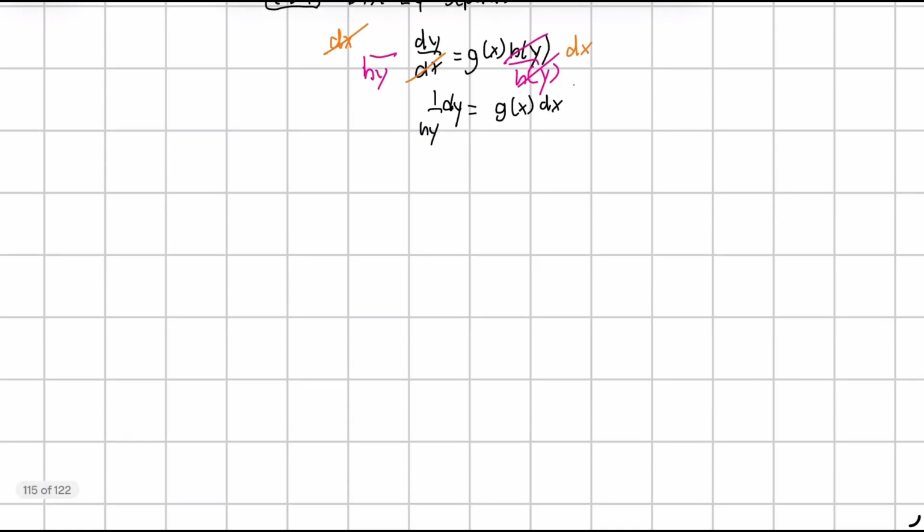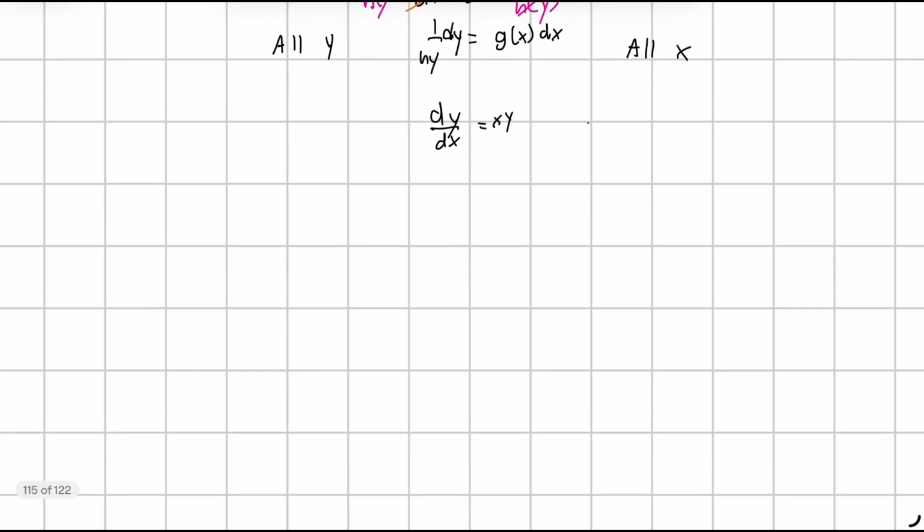You're going to move the y's with the y, so we have all y's here, and then we have all of our x's over here. So then we're going to separate the variables, we integrate both of these sides, and then we're going to solve for y if possible. So we have dy over dx is equal to xy.